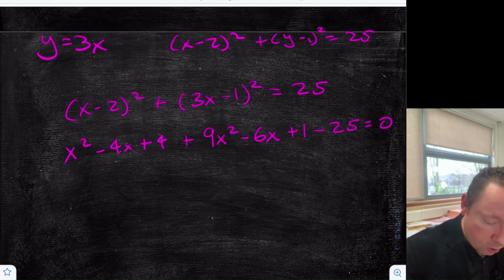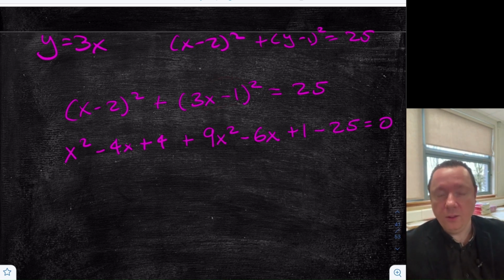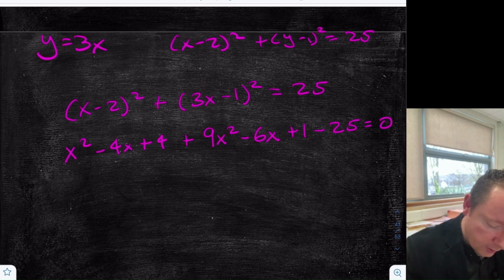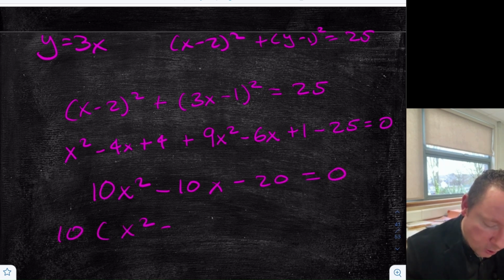If you're struggling with multiplying out these brackets, you can just take your time and multiply them out any way you want. So we've got x squared and 9x squared is 10x squared minus 10x. 4 plus 1 is 5 minus 25 is negative 20 equals 0. 10 is a common factor. x squared minus x minus 2.